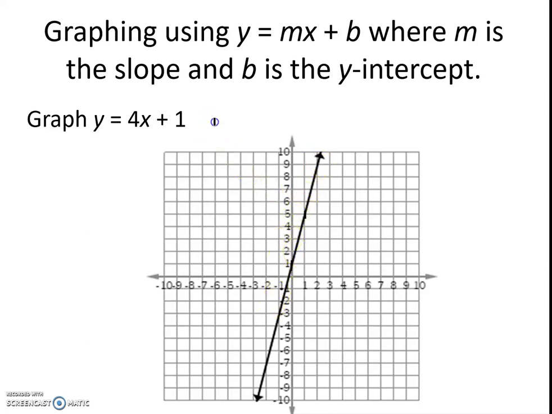So this graph is the graph of y equals 4x plus 1.